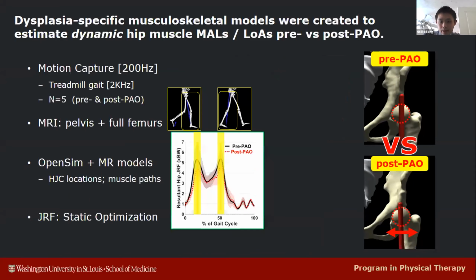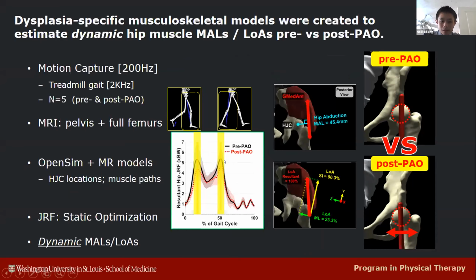And from each pre and post model, we estimated the joint reaction force by static optimization. As you can see in an example, it peaks twice over the gait cycle, and the time points for the 2 force peaks are where the quantities are statistically compared. Also compared are the dynamic hip muscle moment arms and the lines of action, meaning they are true to the hip joint positions during gait.